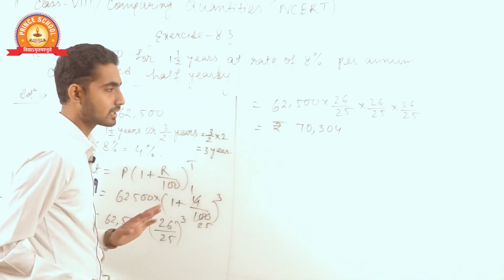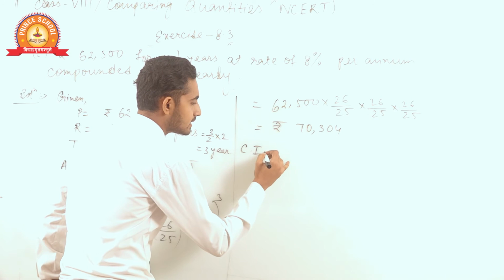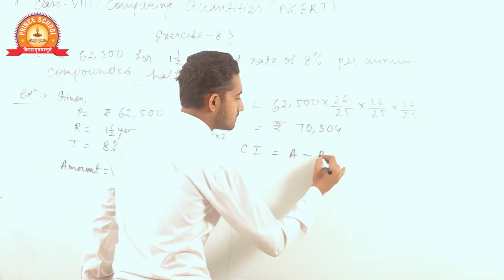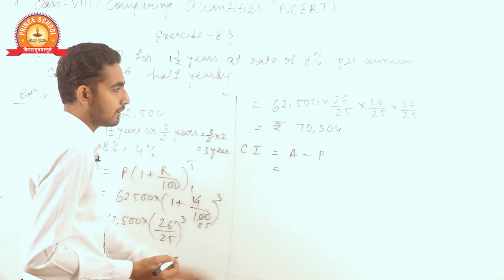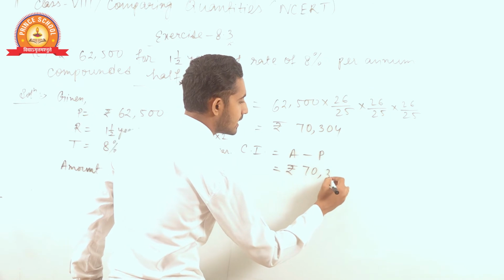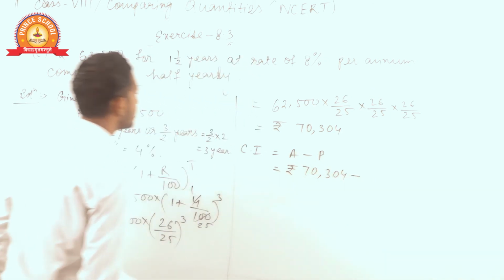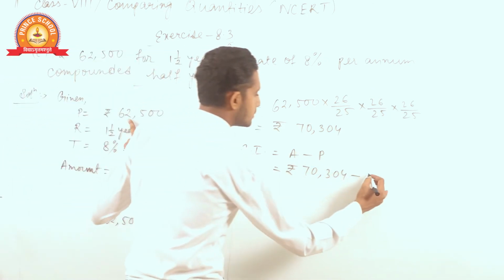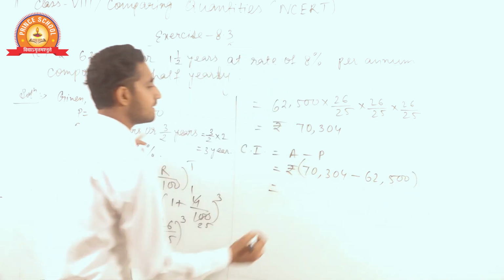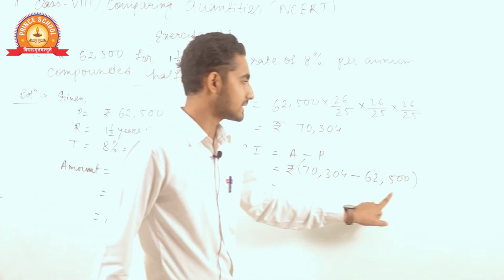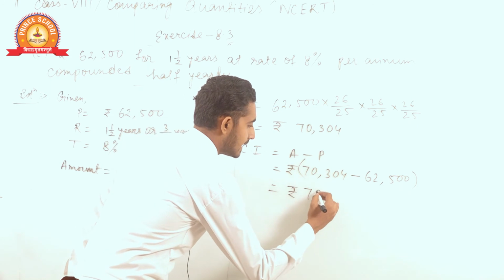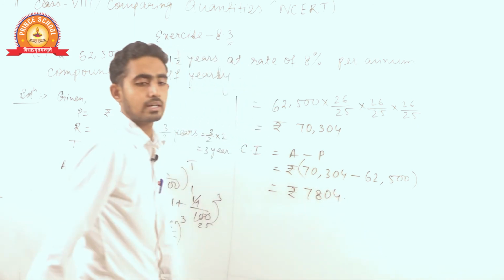The amount is completed. Now CI. What is the formula of CI? CI is equal to A minus P. The amount is 70,304 minus principal. Principal is given as 62,500 rupees. Now 70,304 minus 62,500 is equal to 7,804 rupees. That is your complete answer.